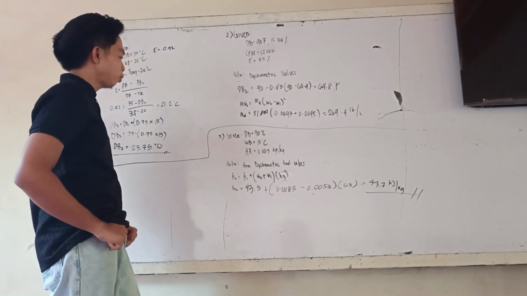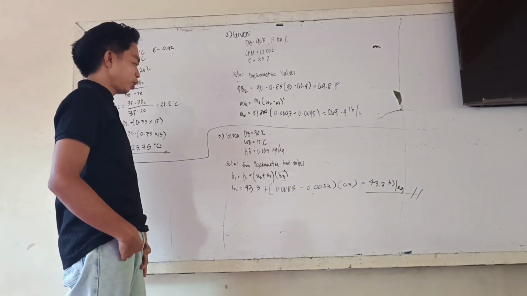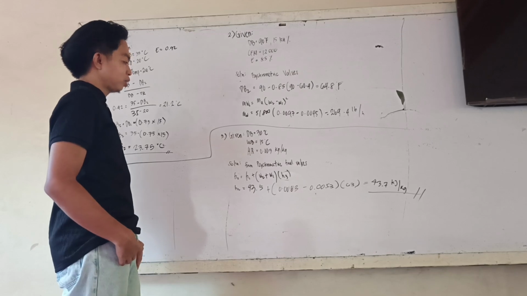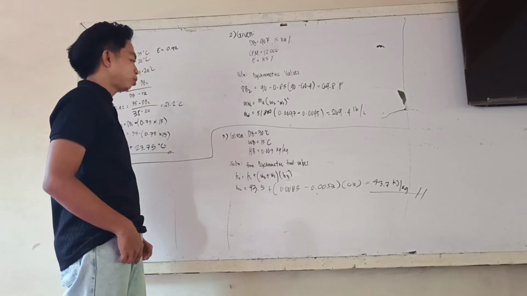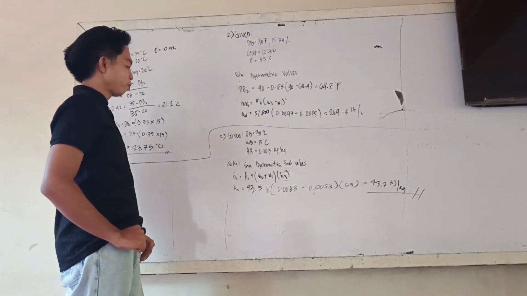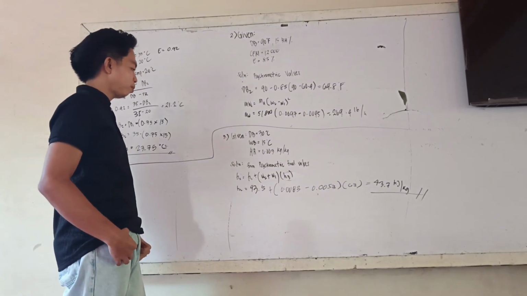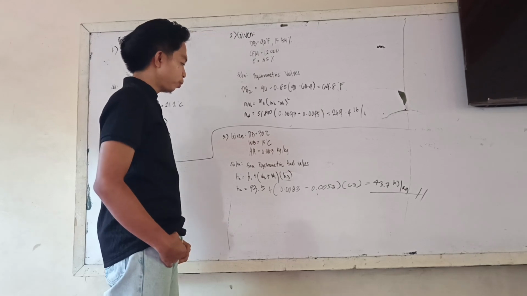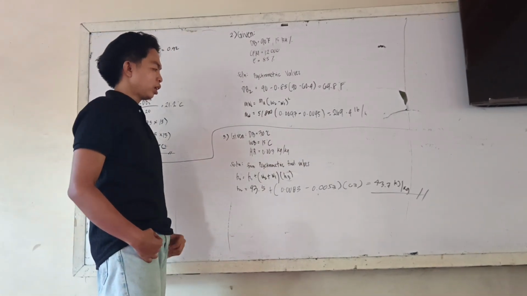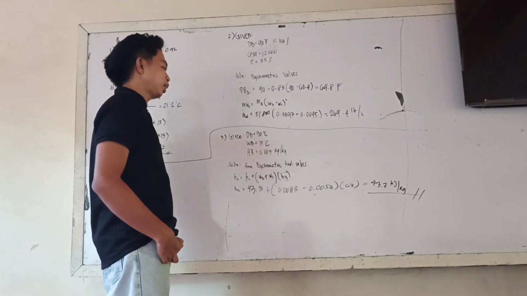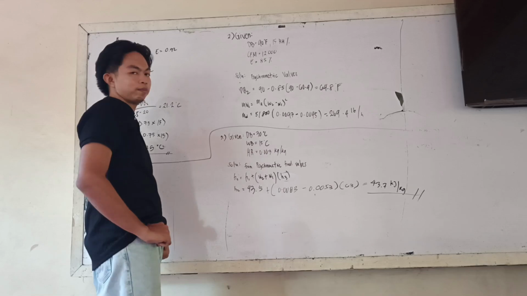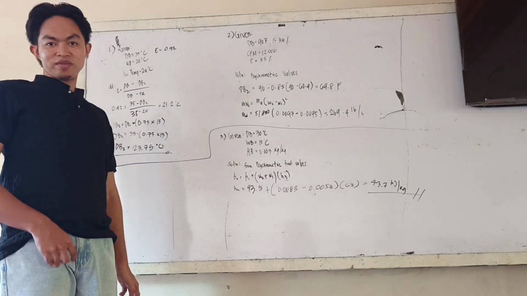So the formula we need to use is H2 equals H1 plus W2 minus W1 multiplied by H3. So plug in the values: H2 equals 43.5 plus 0.0083 minus 0.0053, then multiplied by 63, and then the answer for H2 is 43.7 kilojoules per kilogram.